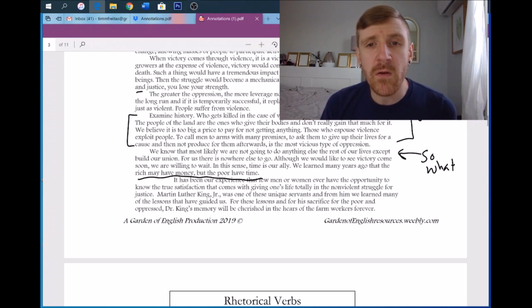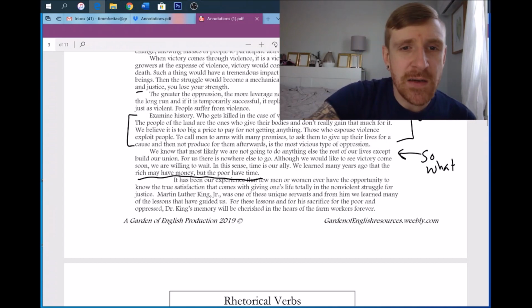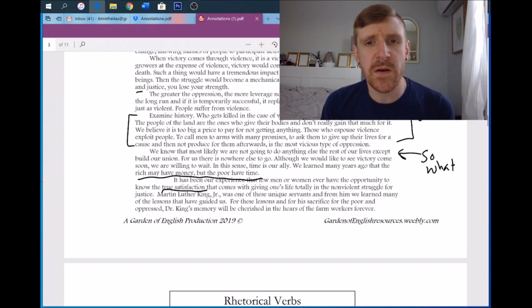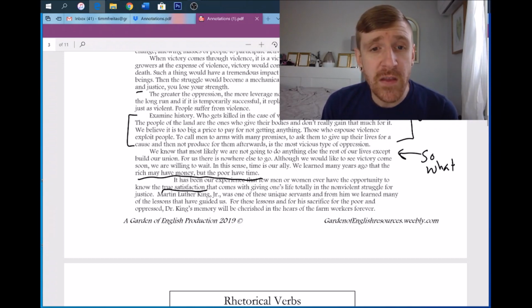And then as we go back to the very end here, it says, it's been our experience that few men or women have ever had the opportunity to know the true satisfaction that comes from giving one's life totally in a nonviolent struggle for justice. And notice this idea of true satisfaction. It says Martin Luther King Jr. was one of those unique servants, and from him we learned many of the lessons that have guided us. For these lessons and for his sacrifice for the poor and oppressed, Dr. King's memory will be cherished in the hearts of the farm workers forever.